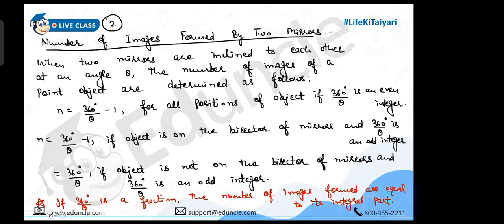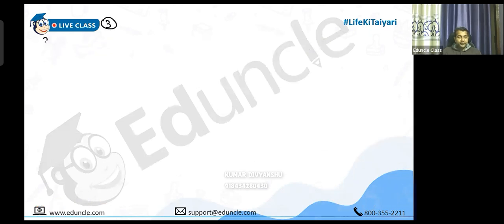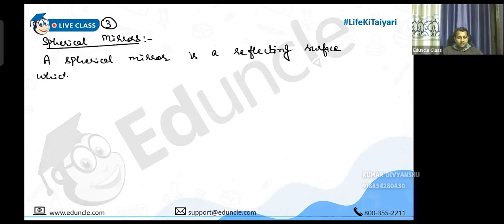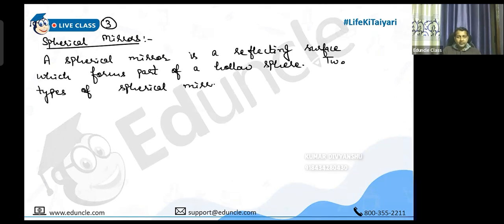Yes, sir. So now let us discuss the spherical mirrors and the cases of image formation. Spherical mirrors. A spherical mirror is also a part of a big sphere, and obviously it is a reflecting surface. It should be hollow. There are two types of spherical mirrors: convex and concave. First is the concave mirror.